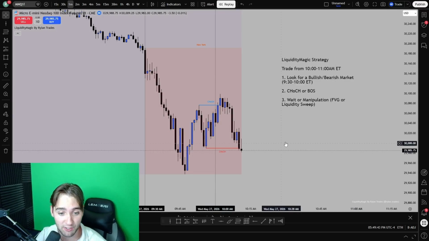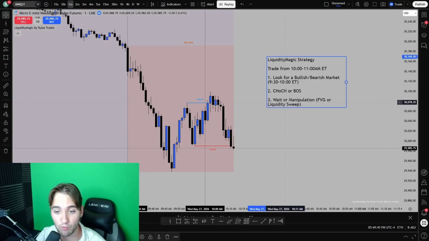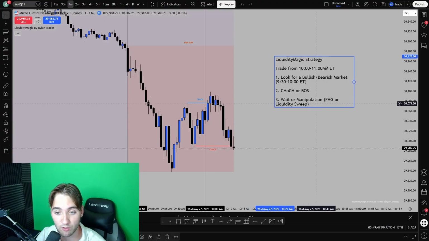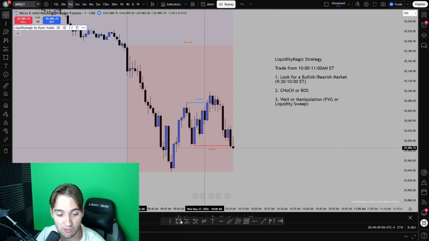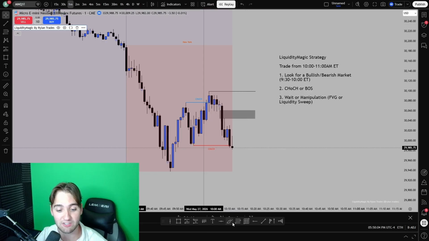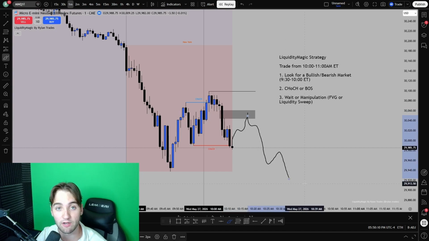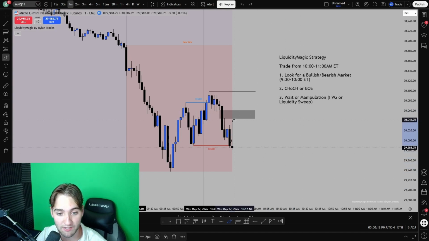Since we made the change of character, what do we have? We have a fair value gap or liquidity sweep as manipulation. So right here, we have a fair value gap in this area. This high right here, we could see 2 things. We could see price coming up, manipulating to this fair value gap, continuing lower in the market. Or we could see price coming up, taking out this high, then continuing down in the market.